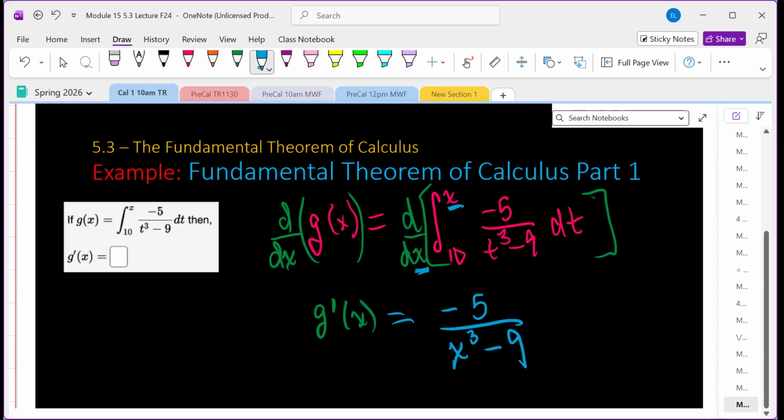But all in all, what the first part of the fundamental theorem of calculus establishes is that derivatives and integrals are inverse operations of each other. They undo each other. Now we have to be a little more careful about that undo process because the integral has bounds on it. But in a very general sense, they do undo each other.